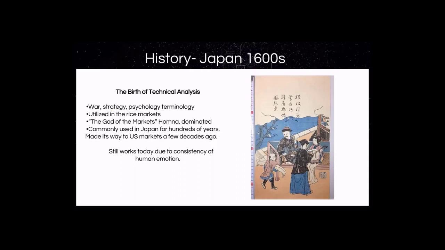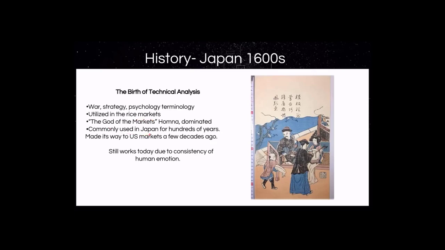And it was utilized most in the rice markets. There was a man named Hamna, and he was known as the god of the markets. He dominated the trading industry because he was one of the developers of technical analysis, and being able to see the chart and the trading action visually certainly gave him a step up on the competition, and it showed by the amount of wealth that he was able to amass.